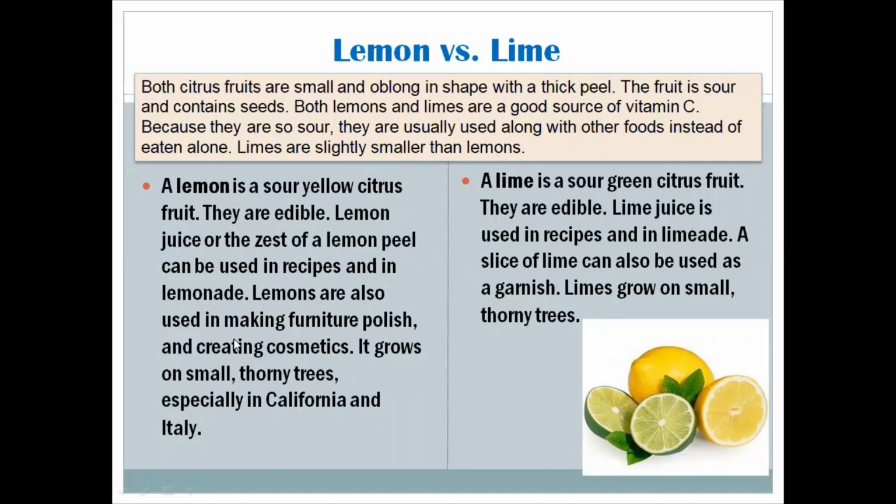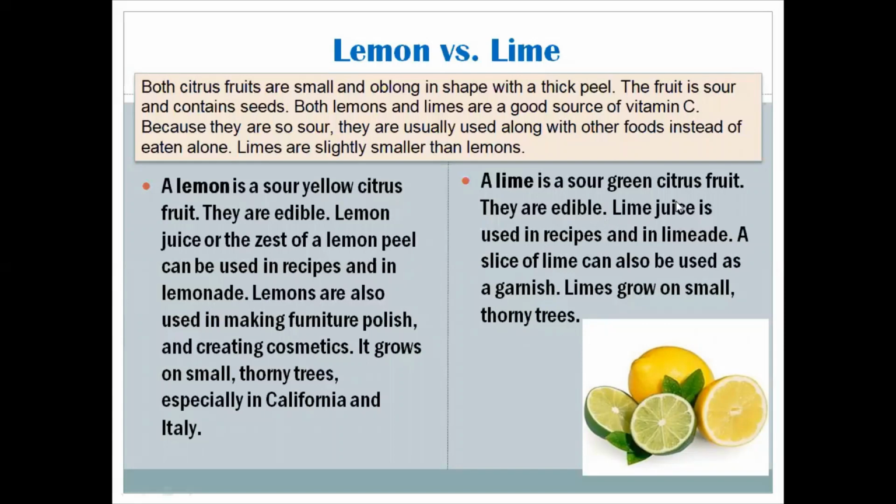So lemon actually, it has a variety of uses. So sometimes we use directly or being used with other foods, and we also make the lemonade. And this lemon juice also been used in the furniture polish or creating cosmetics. उसमें भी उसका use होता है. So lemon, it has been grown in small trees, thorny trees. उनमें and mostly in the California or Italy, California में ये ज़्यादा होते हैं.